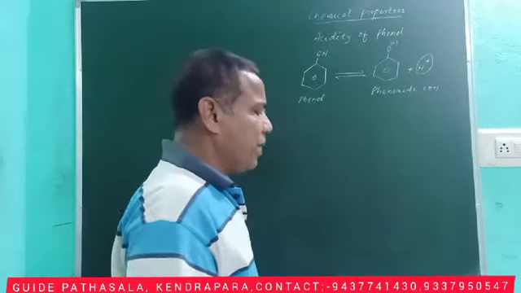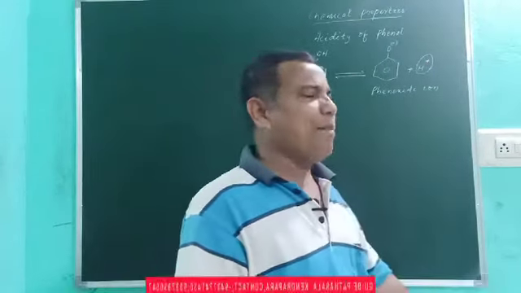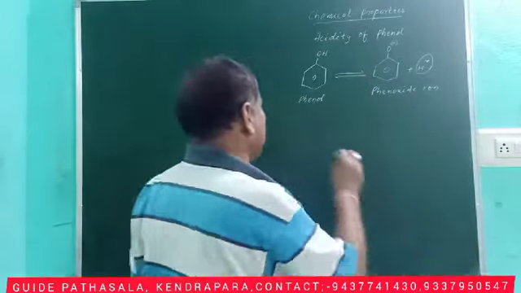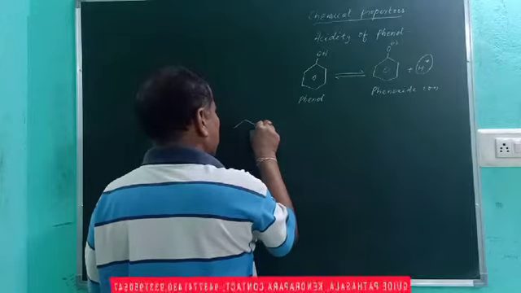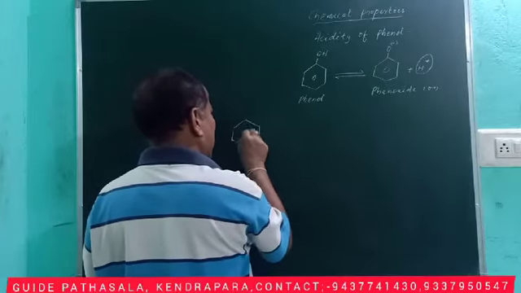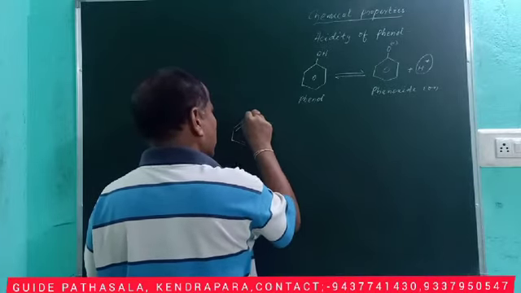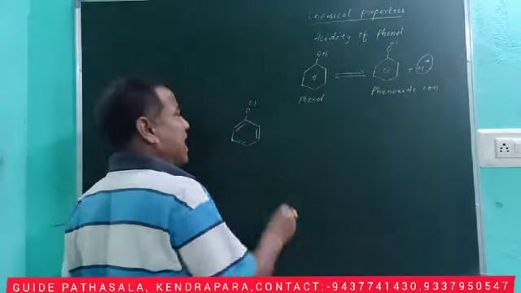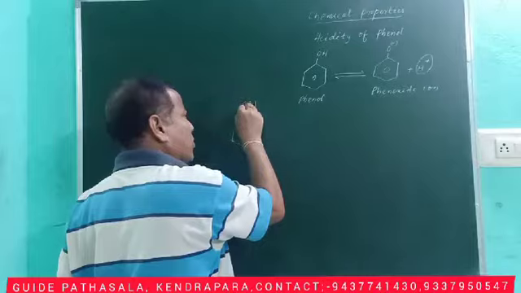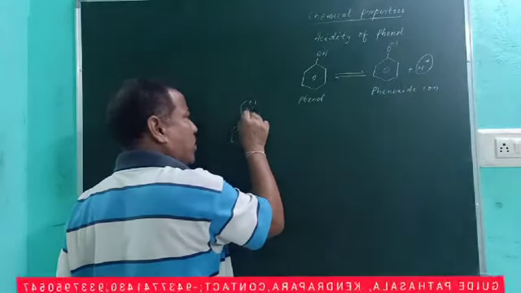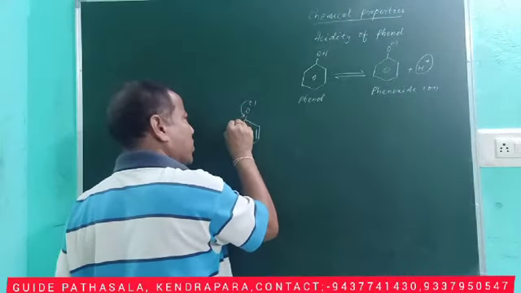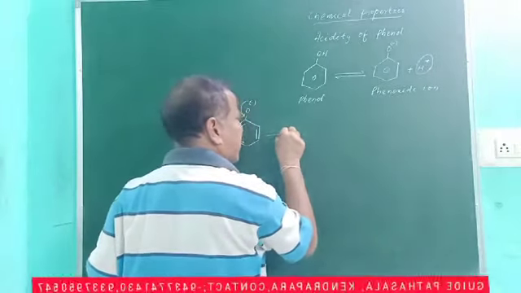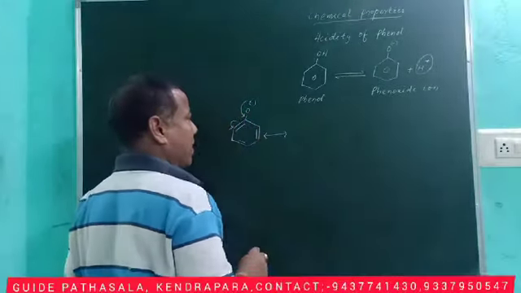Moreover, phenoxide ion is stabilized due to resonance. Here it carries a negative charge. When this negative charge comes to this position, a double bond is formed here. As a result, this bond will shift to this position, and resonance operates, which can be represented through a double-headed arrow mark.